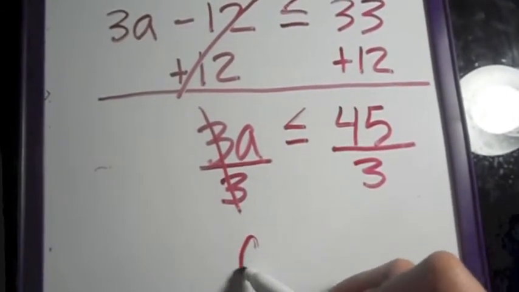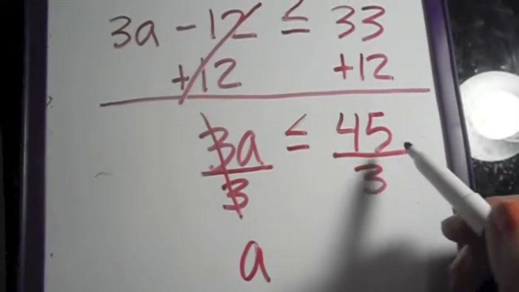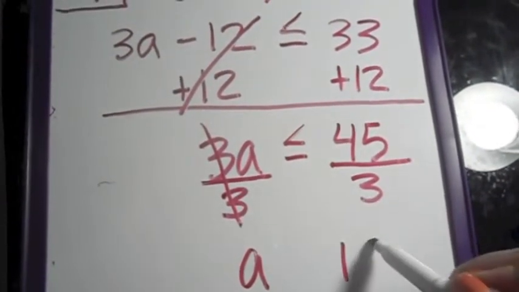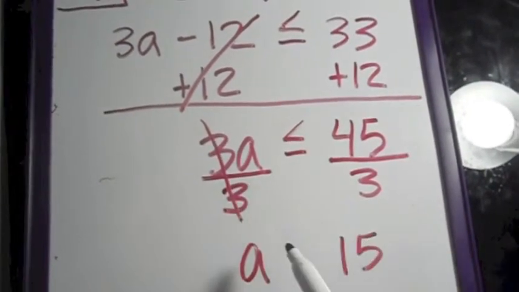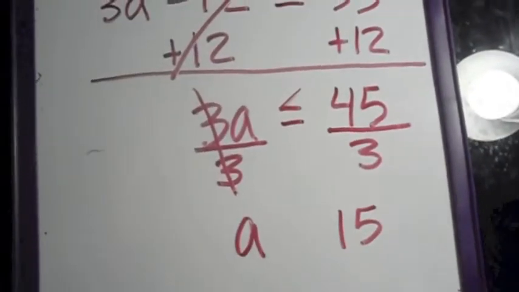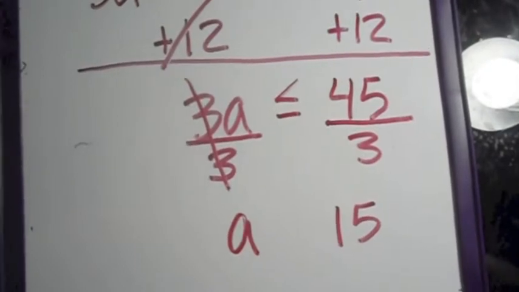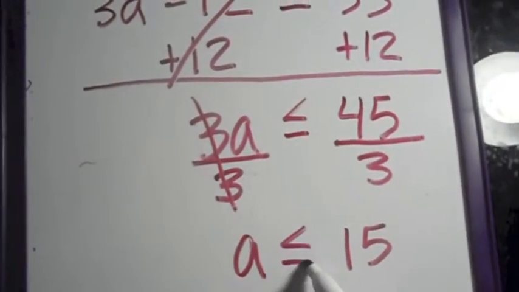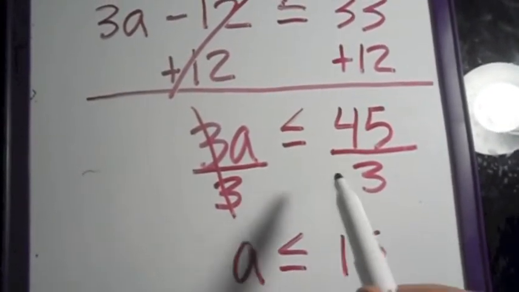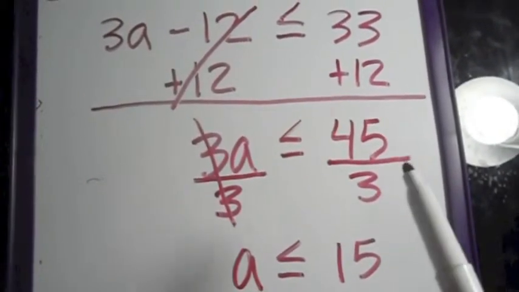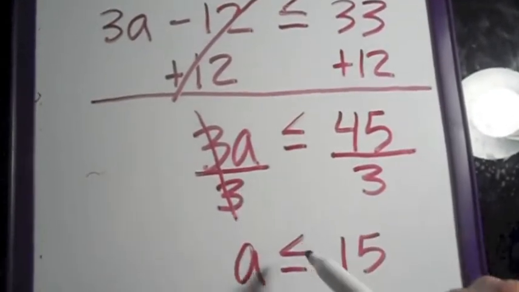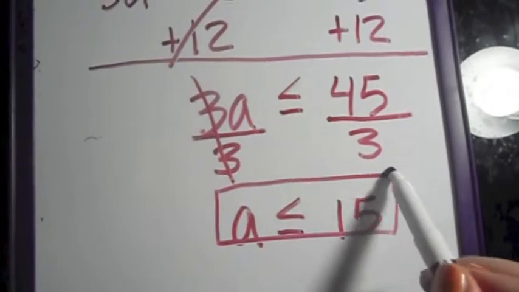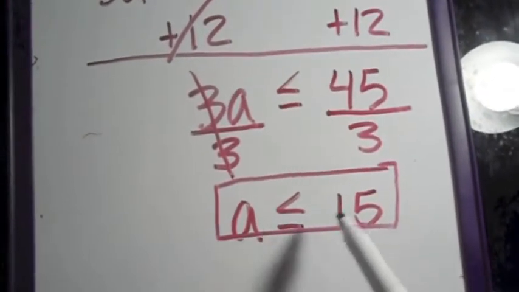Okay? Now A, what's on the right-hand side? 45 divided by 3. That's 15. The symbol, do we flip it or does it stay the same? It stays the same. We did not divide by a negative number or multiply by a negative number. Therefore, it can stay the same. A is less than or equal to 15. So this is what we're going to graph.